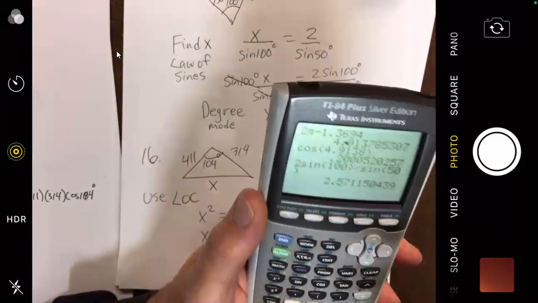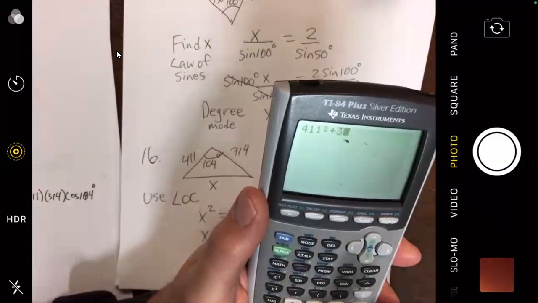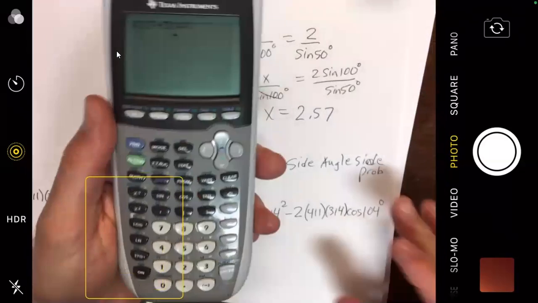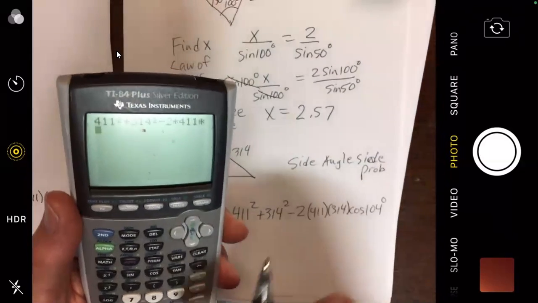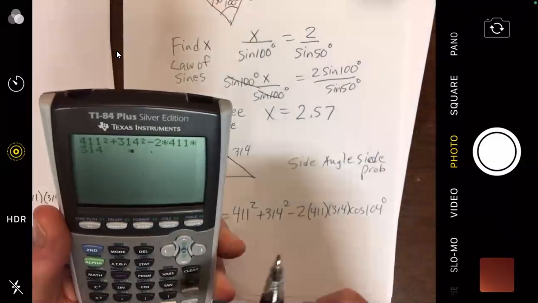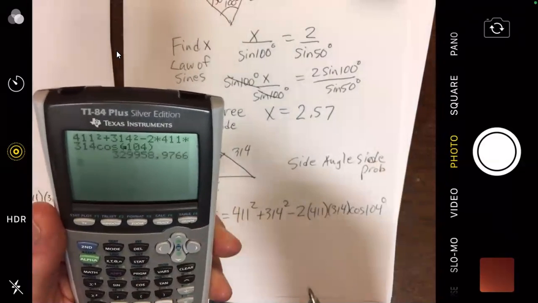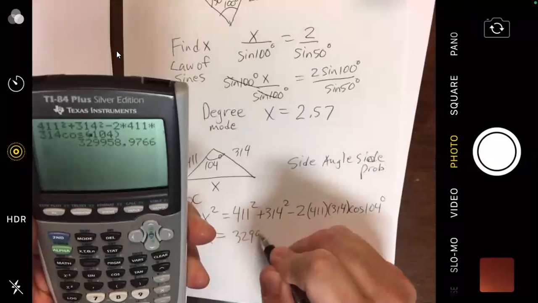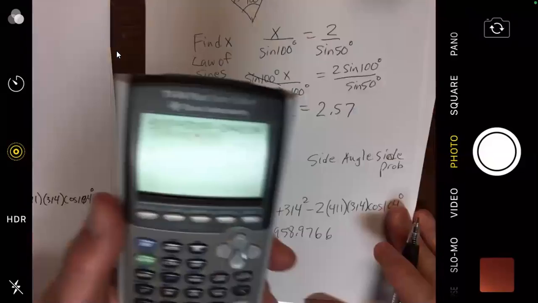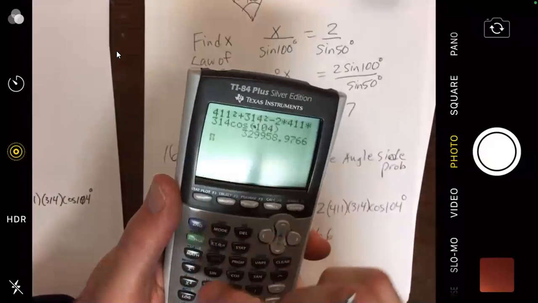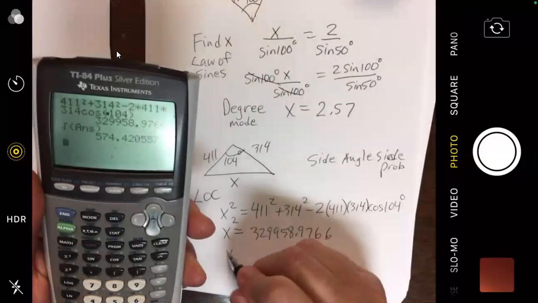Pretty sure we threw it in degree mode. So we want 411 squared plus 314 squared. That was 314 squared, yeah. Subtract 2 times 411 times 314 times cosine of 104. That gives 329,958.9766. That's x squared. So we're going to want the square root: 574.42.